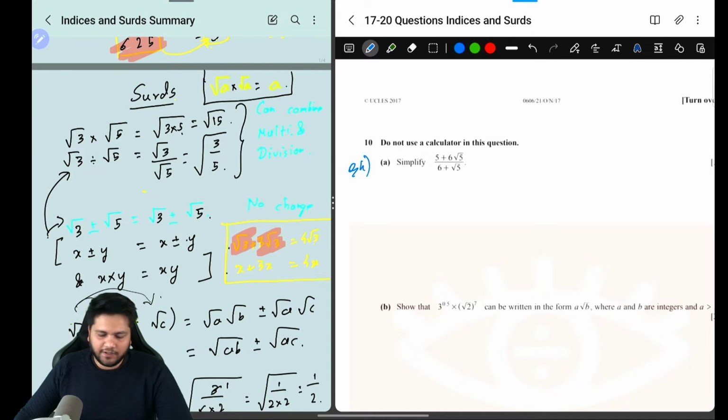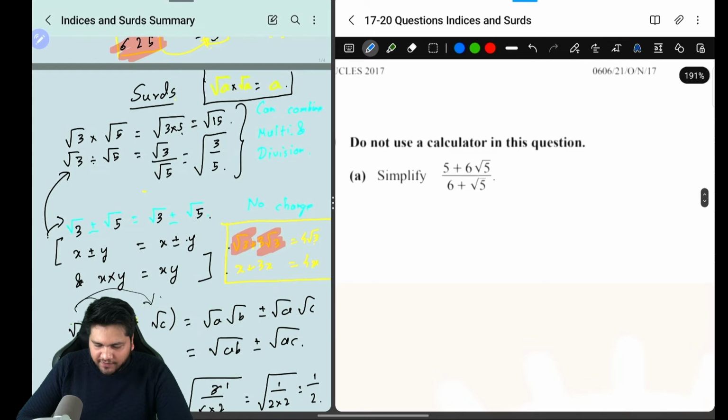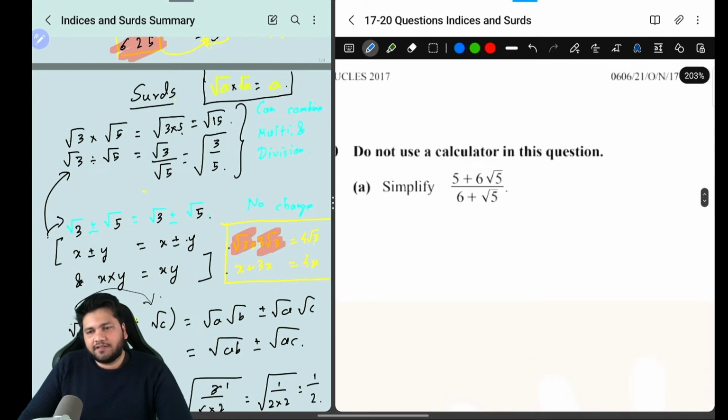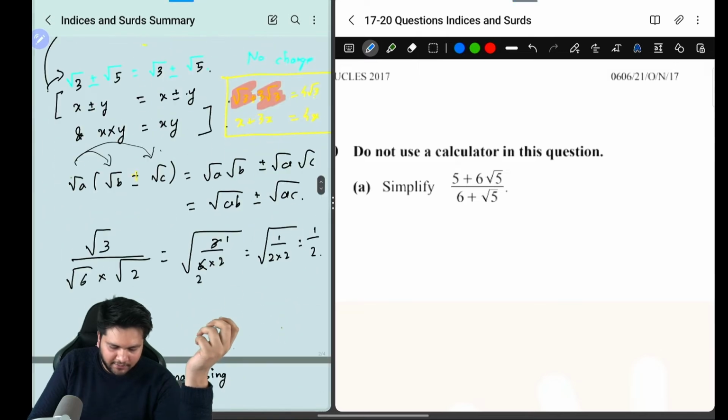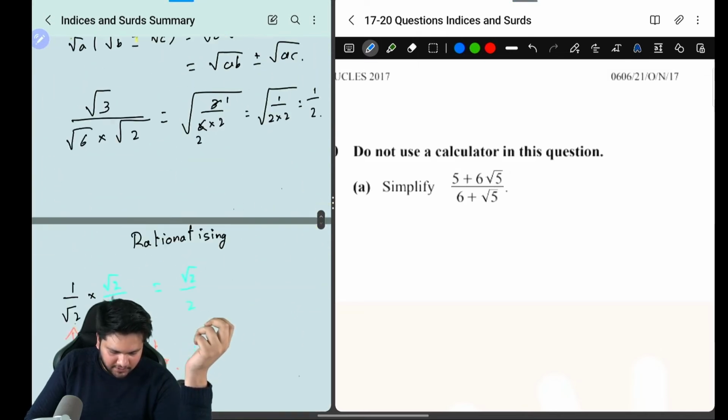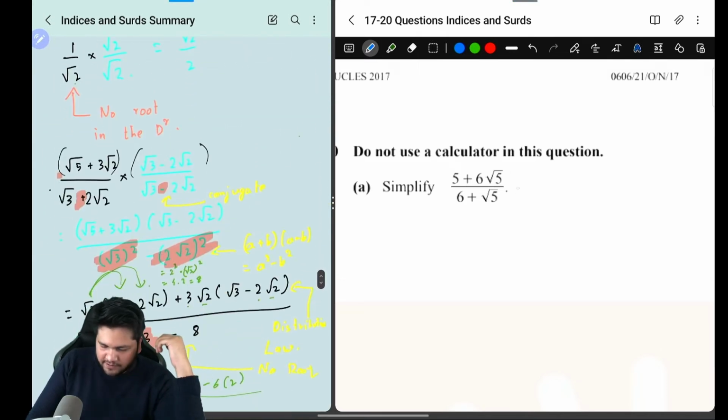Let's start with question number 4. In that, I have taken the basic rationalizing problem, so you just need to simplify this. Sometimes they will ask you to write it in the form a plus b root 5, where a and b are integers or rational numbers. That can also be asked. But here we'll simply rationalize. We don't want a root in the denominator, so I'll multiply by the conjugate, 6 minus root 5 upon 6 minus root 5.